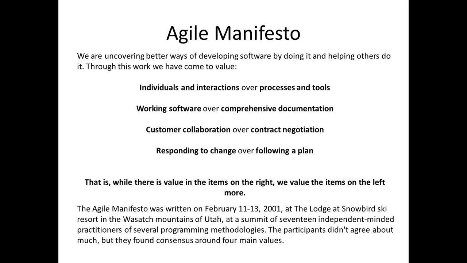And if you look at these 4 values which have been listed down here, on the bottom there is another highlighted line. What they said is, while there is value in the items on the right, that is processes and tools, comprehensive documentation, contract negotiation, following a plan, we value the items on the left more. But they never said that they don't value the right-hand side.